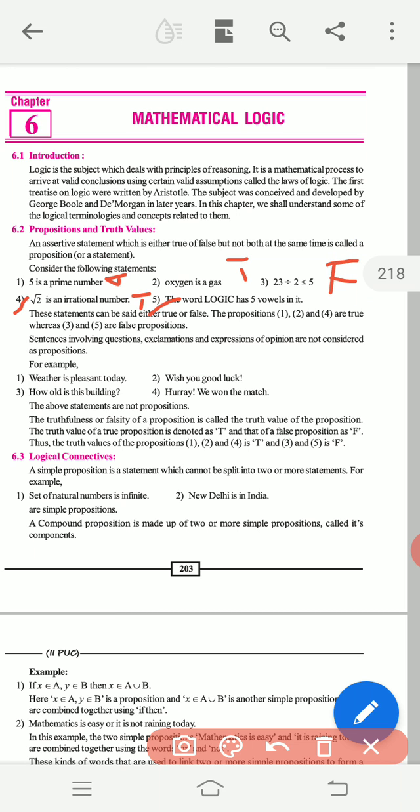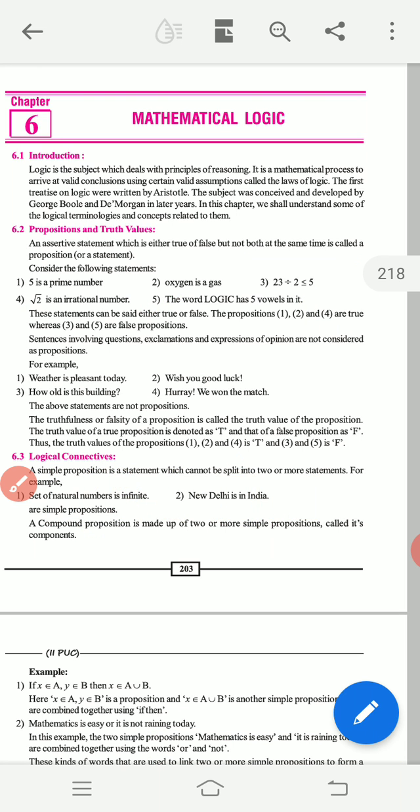Next, consider fifth example. The word logic has 5 vowels in it. See here, logic is the word, it has only 2 vowels. Therefore, the statement is false. These are all called as propositions. The statement is true or false, only one value it has. Therefore, these are called as propositions.